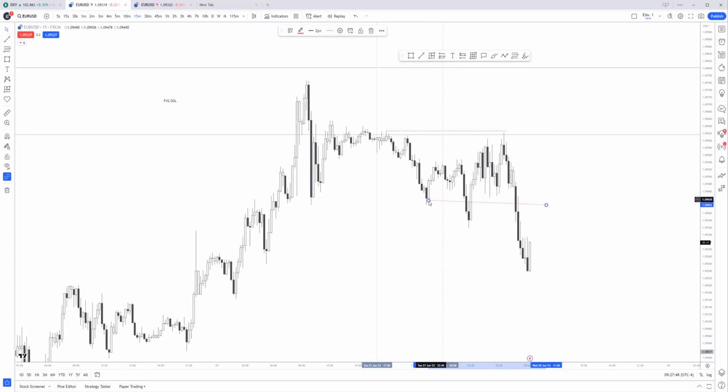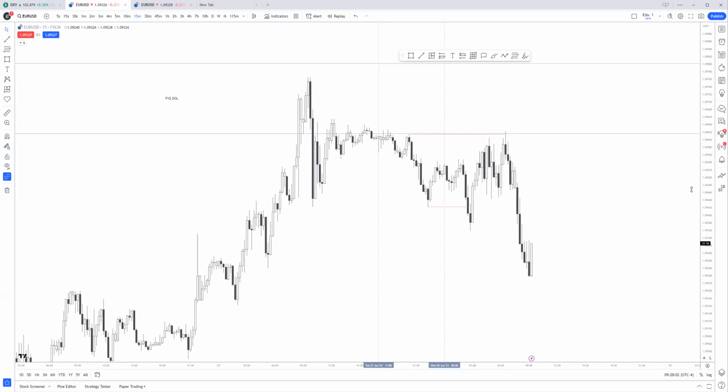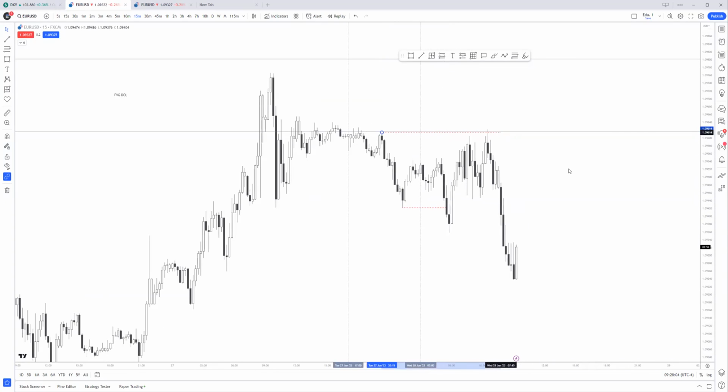You said that the Asian high was 19 to 2? No, you're right. My mistake. So where is it then? This 17 is the opening price of the other candle. Yeah.